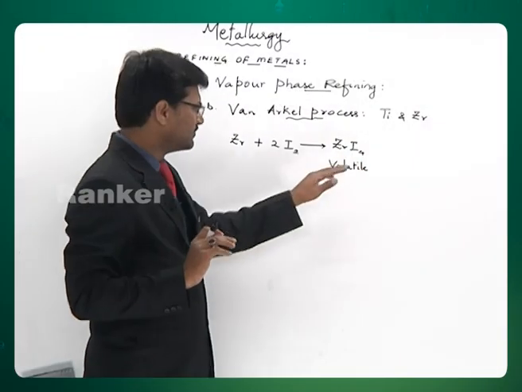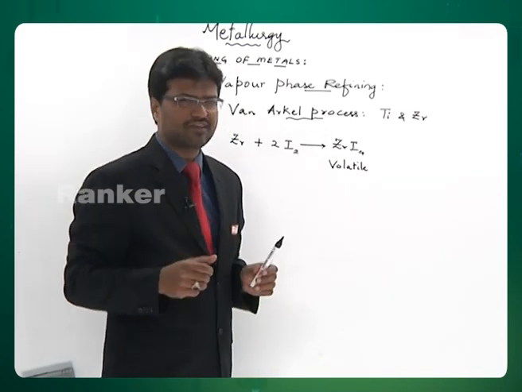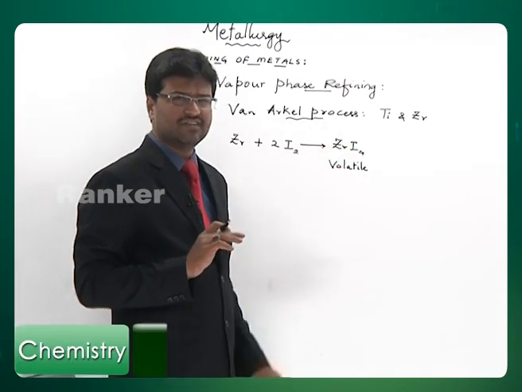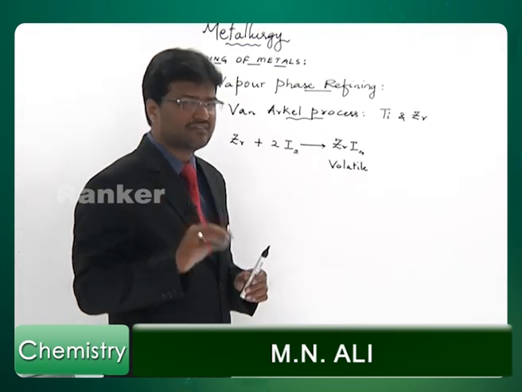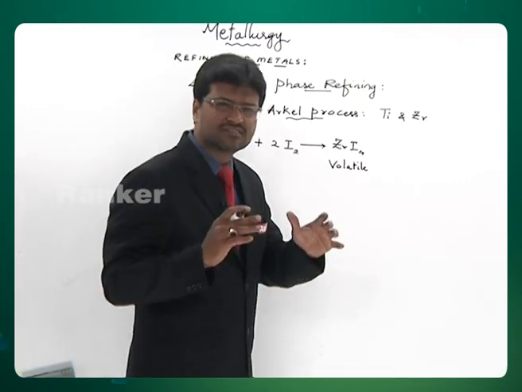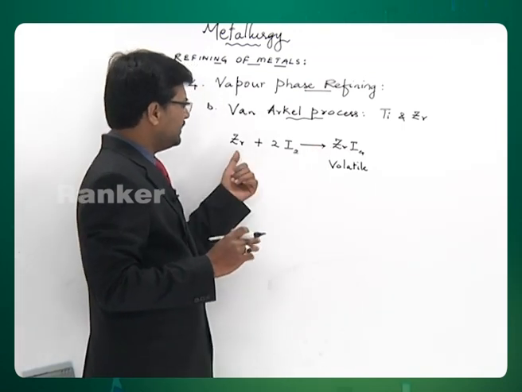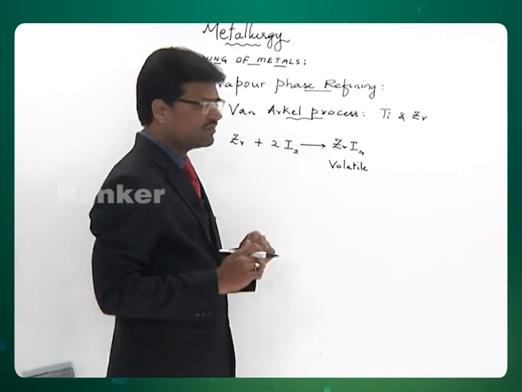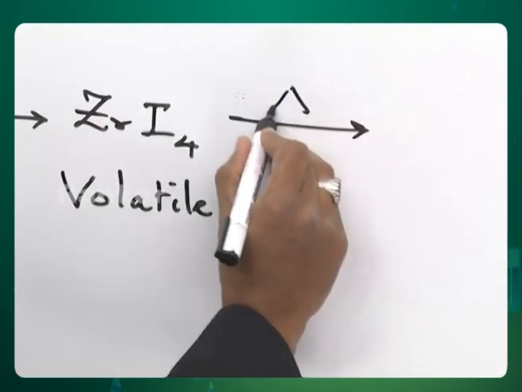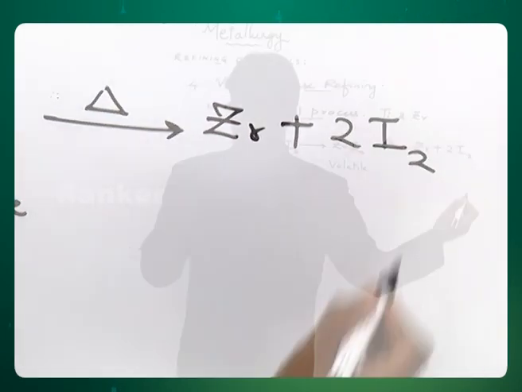I'll try to justify what makes it volatile. See, iodide is a large anion, and Zr4+ has very high polarizing power because of +4 charge, and there is a large extent of polarization taking place in ZrI4, and that makes it predominantly covalent. And because of covalent nature, it is volatile. You know, covalent substances have low melting and boiling points, so it is volatile. So you heat this substance and collect all the ZrI4, and then ZrI4 is heated separately to get Zr, and iodine is recovered as such.